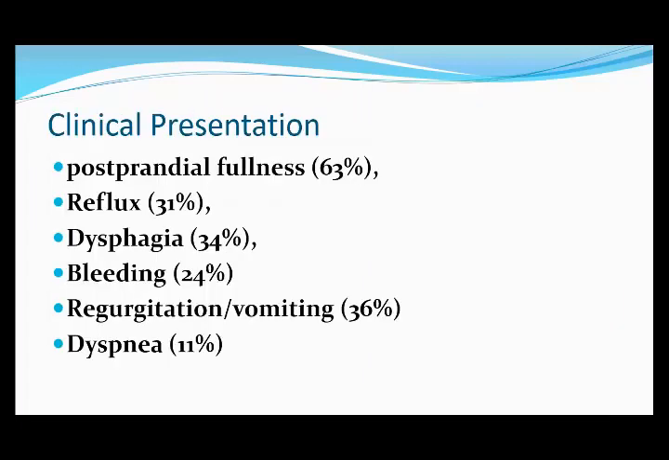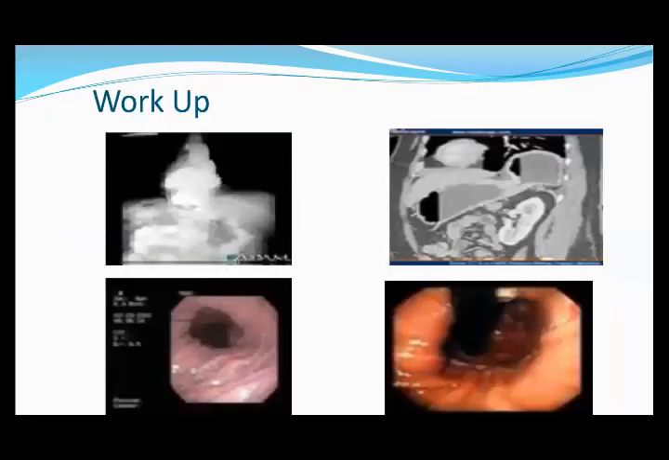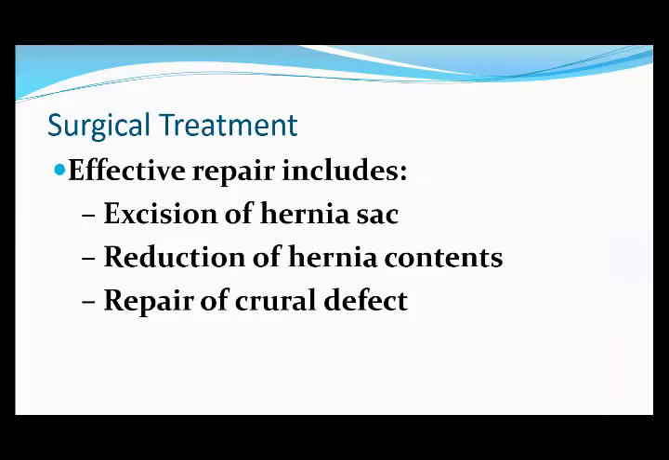The presentation is postprandial fullness in about 63% of the patients, reflux in 31%. Patients can have dysphagia, which appears in about 34% of patients, bleeding in 24%, regurgitation and vomiting in 36%, dyspnea in 11%. Different views. The treatment of the hernia is surgical. As I told you earlier, this is a subject which will be covered by the surgical side.